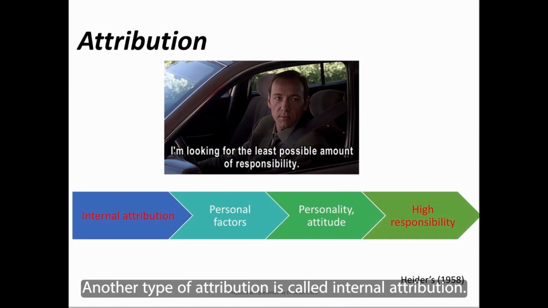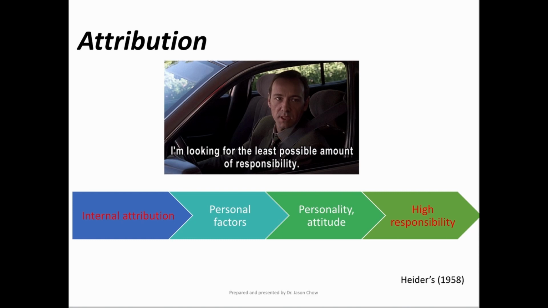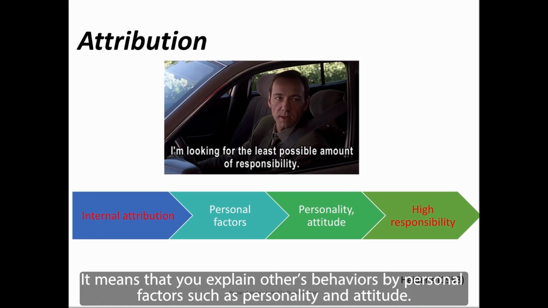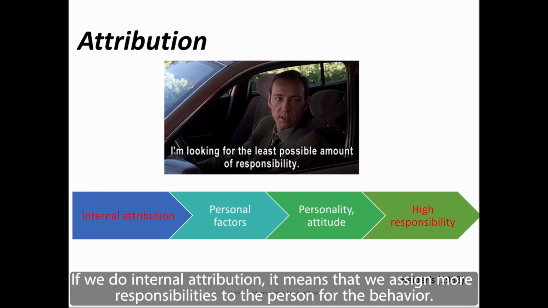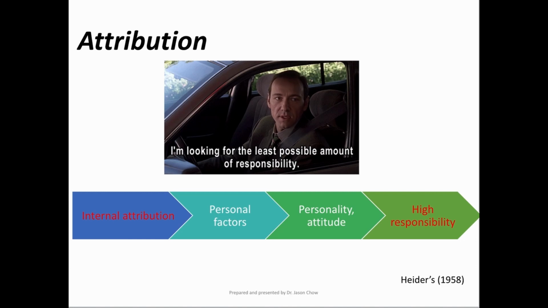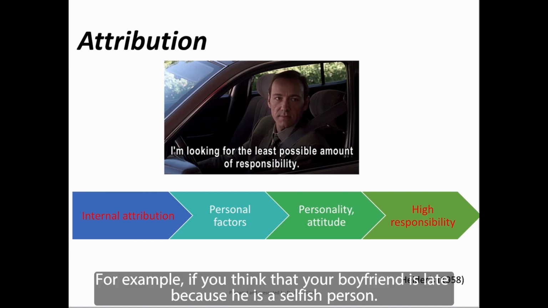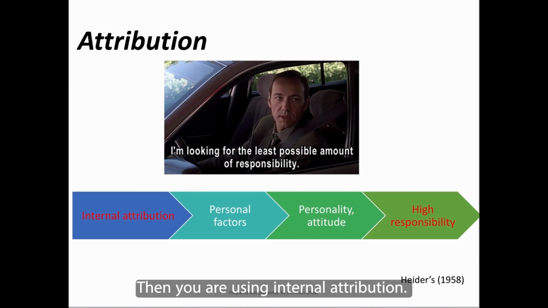Another type of attribution is called internal attribution. It means that you explain others' behaviors by personal factors such as personality and attitude. If we do internal attribution, it means that we assign more responsibilities to the person for the behavior. For example, if you think that your boyfriend is late because he is a selfish person, then you are using internal attribution.